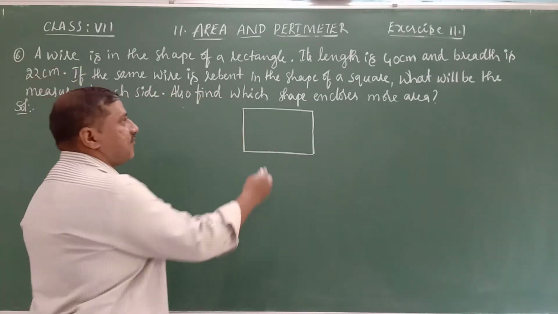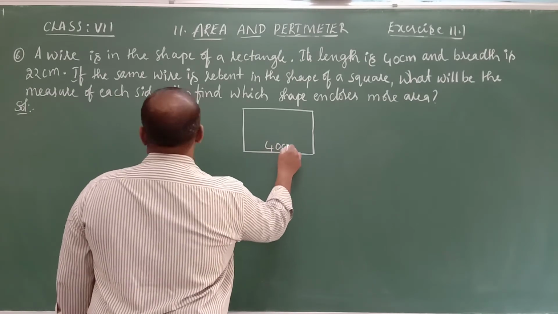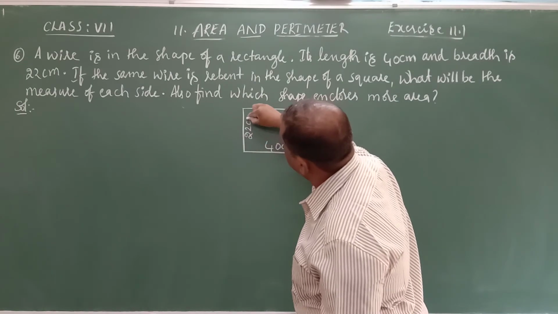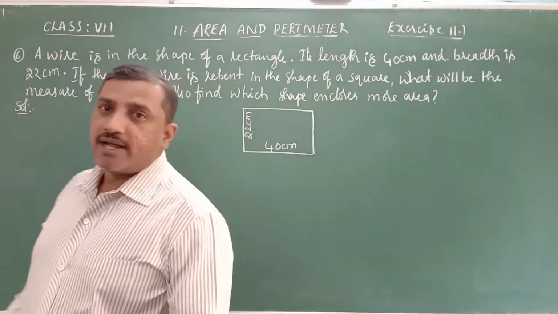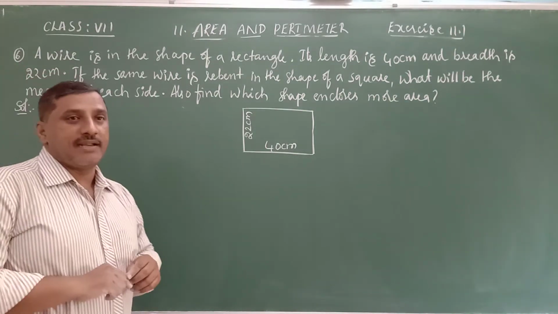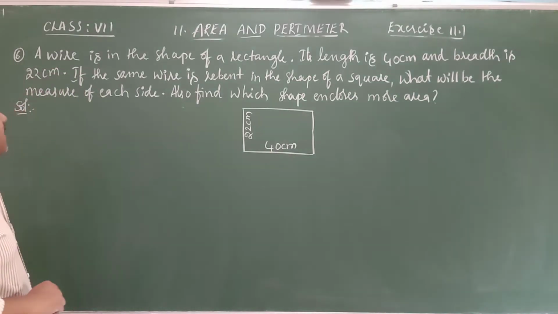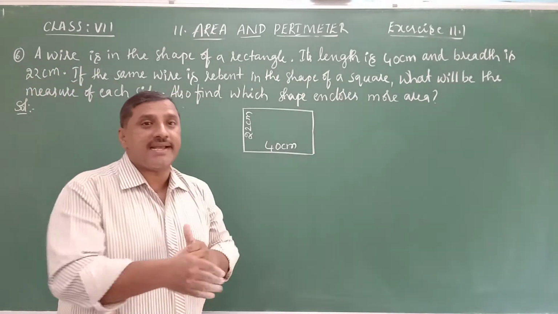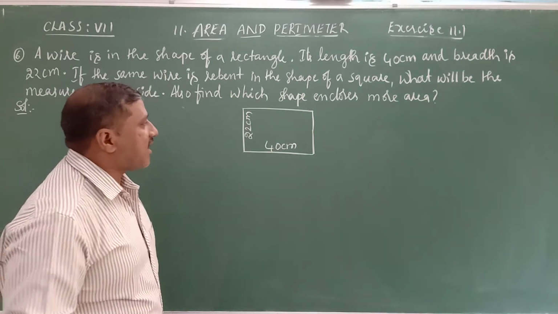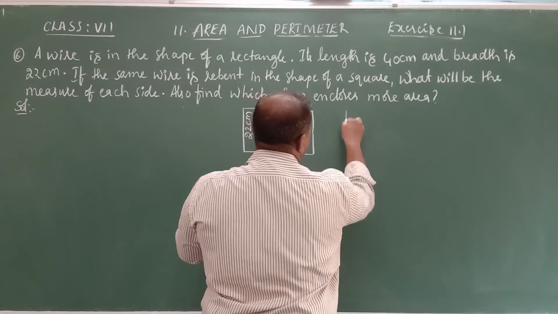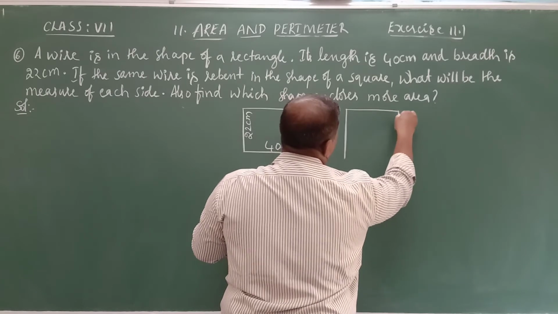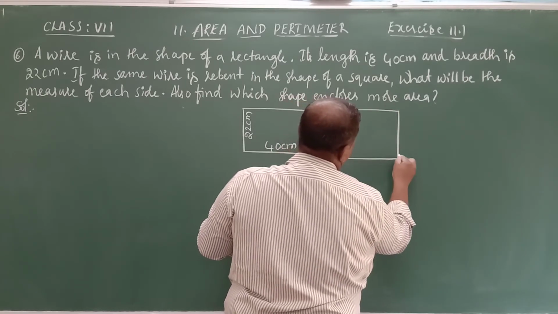Its length is 40 centimeters and its breadth is 22 centimeters. Breadth is equal to how much? 22 centimeters. The wire is in the shape of a rectangle and its length is 40 centimeters, breadth is 22 centimeters. If the same wire is rebent, means again it is bent in the shape of a square, in the form of a square, then what will be the length of each side?